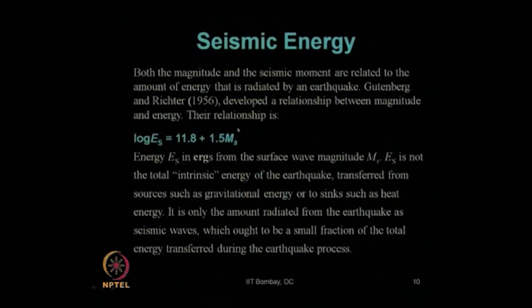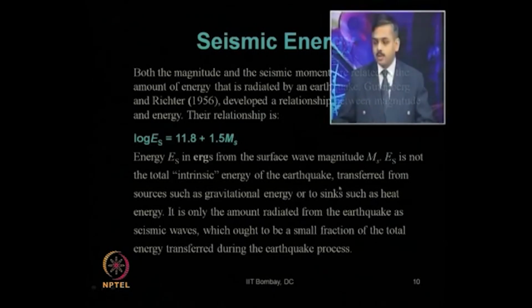Then we have also seen how to estimate the seismic energy which is released during an earthquake. Gutenberg and Richter in 1956 proposed this equation where energy Es is in the unit of ergs and Ms is the surface wave magnitude, and it is mentioned that it is not the total intrinsic energy which is emitted during an earthquake, because there are several losses of energy which cannot be estimated through this expression.